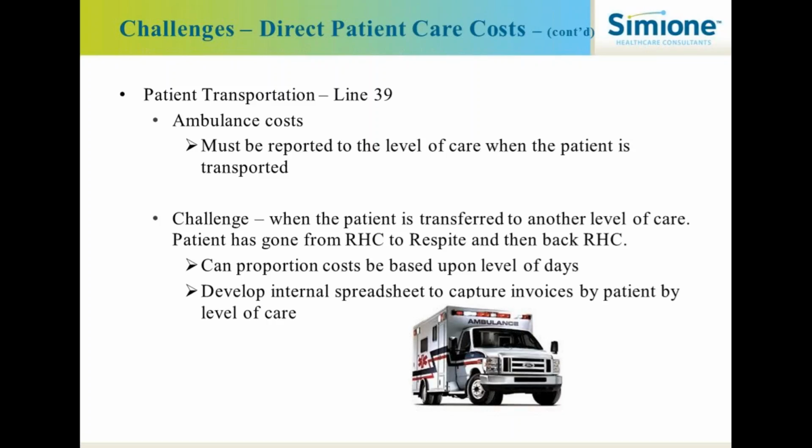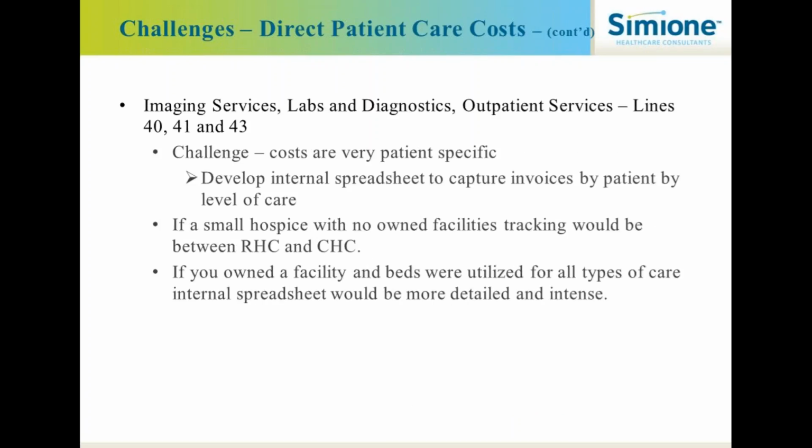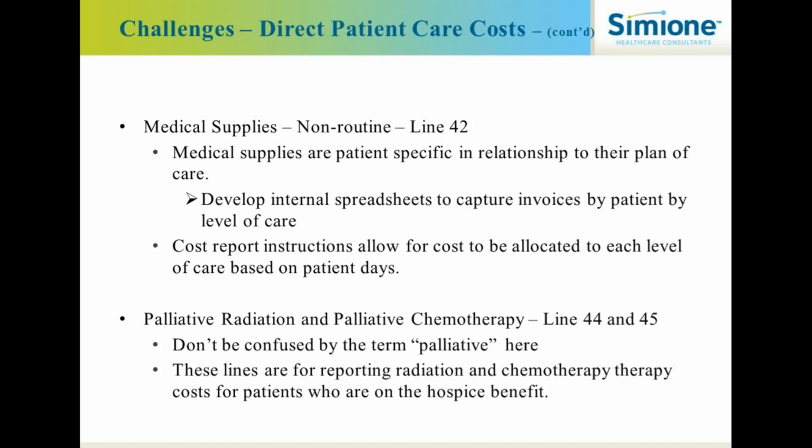So moving along here, lines 40 through 43 are your imaging services, your labs, diagnostics, and your outpatient services. Again, these costs are very patient specific. It's just a matter of developing spreadsheets and tracking your costs between each level of care. Moving along, medical supplies, your non-routine, which is line 42. These are the medical supplies that are patient-specific in relationship to their plan of care. Again, these must be tracked on each level of care.